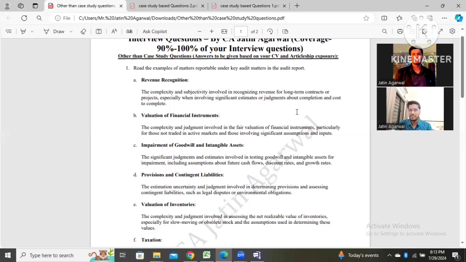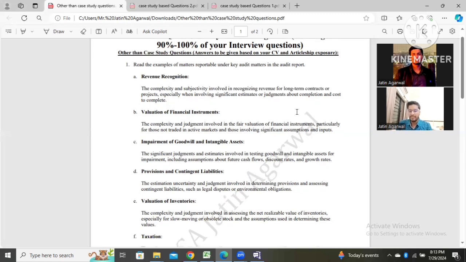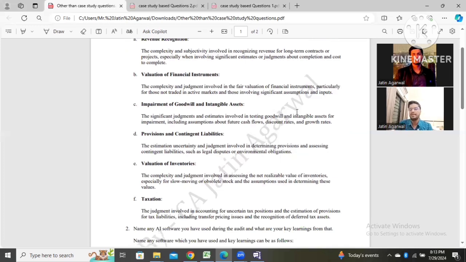Second is valuation of financial instruments. If the valuation involves complexity and a lot of judgment, then as an auditor you can mention it as a key audit matter. Then if impairment on goodwill or on any intangible asset is there, that can be a key audit matter. Then if any provisions and contingent liabilities are there and their determination is uncertain, or some legal disputes or environmental obligations are there, then that can be a point.